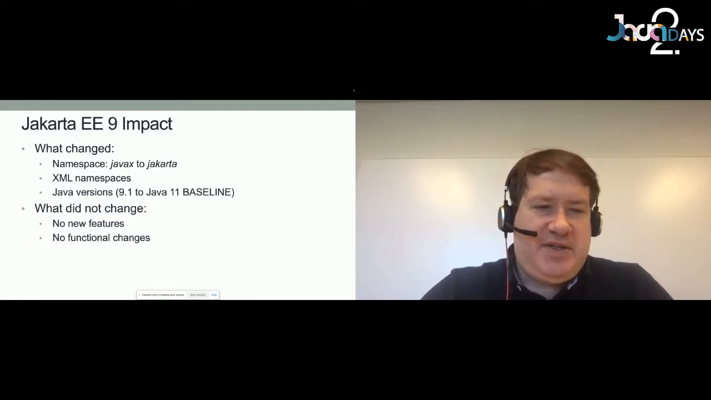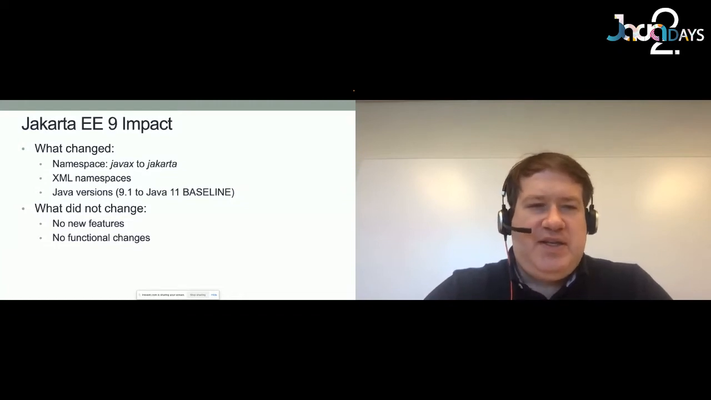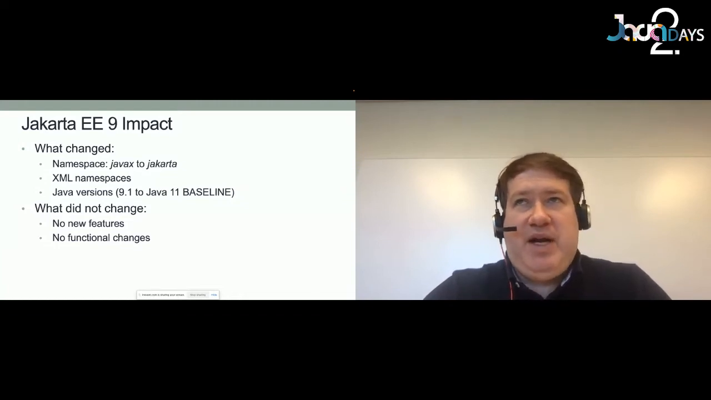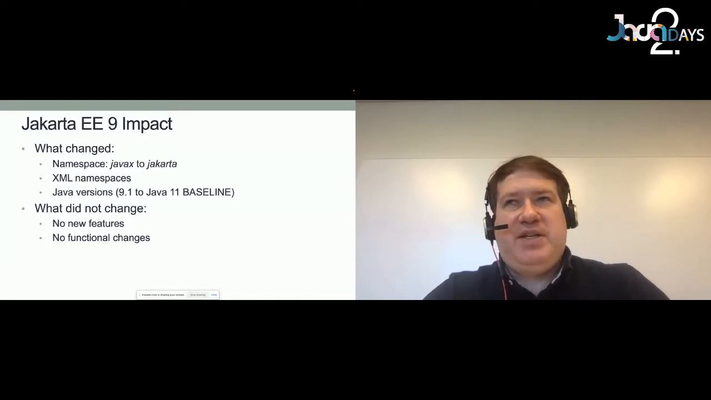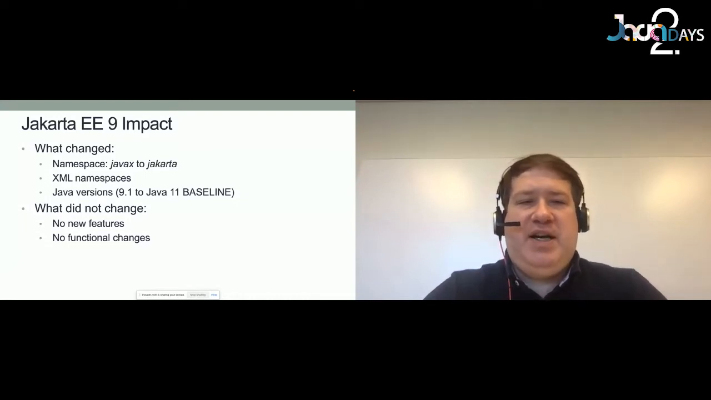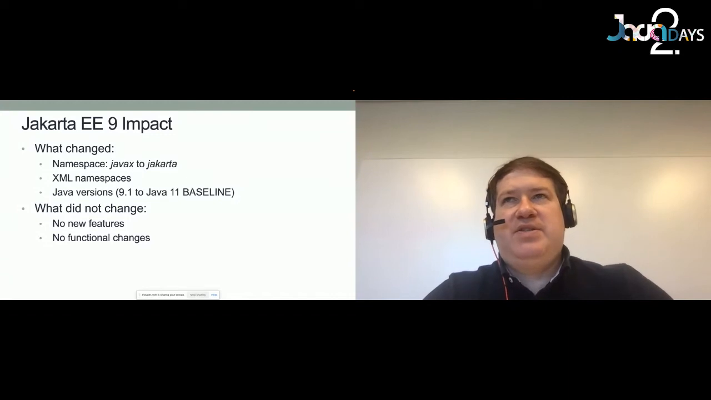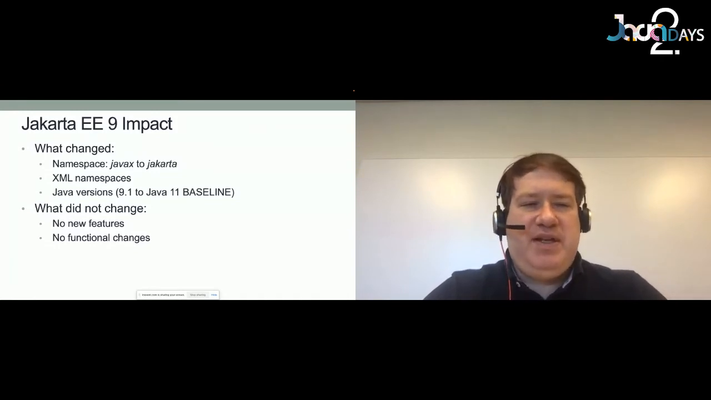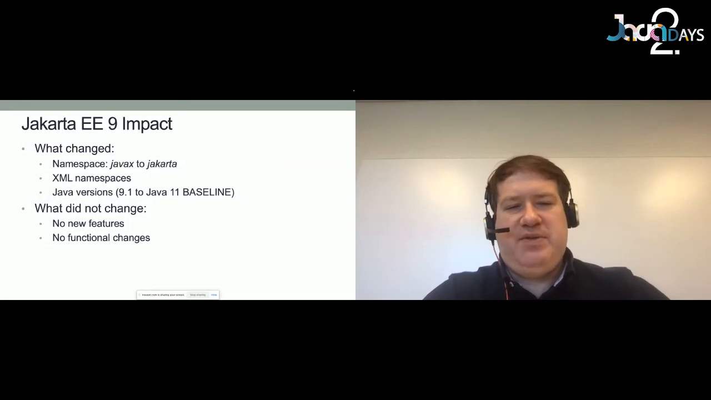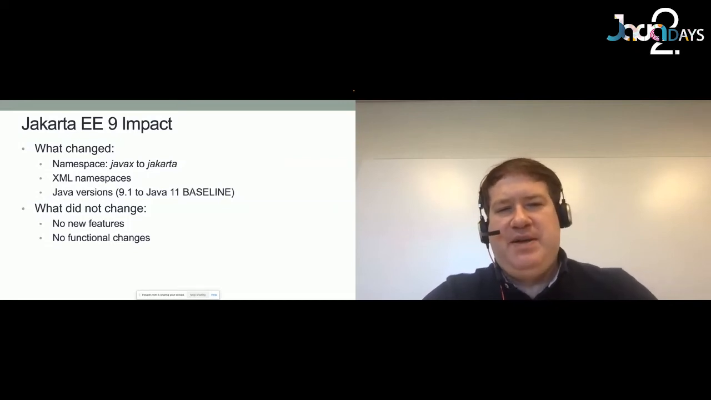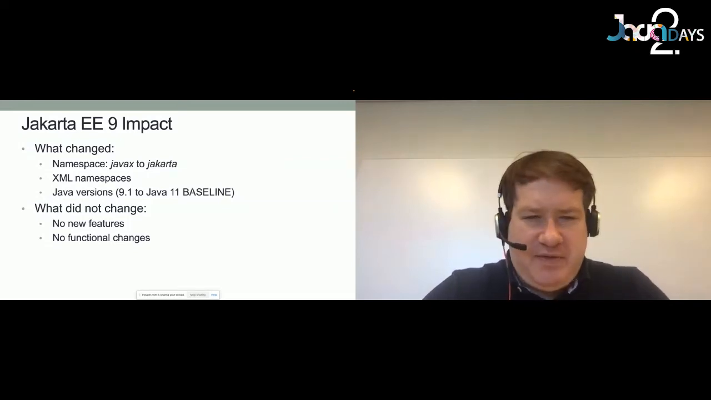WIT did not change. As I mentioned, there are no new features in this release and there are no functional changes. So the idea is to make it as simple as possible for the application containers to get support for Jakarta EE 9 and also for the applications to port over and deal with the fallout without having to worry about dealing with APIs that are removed or feature changes to the platform. So the idea is that it's really simple. You just make the changes to the namespaces and you're off and running, and not have anything else that could muddy the waters.